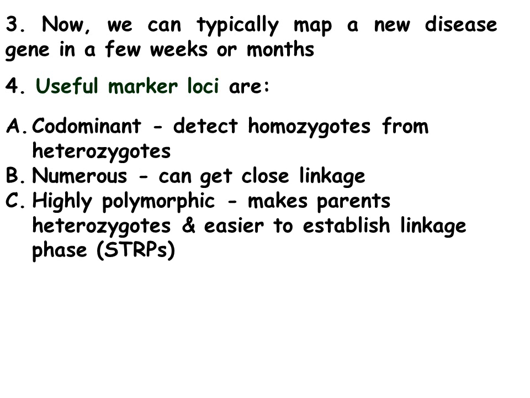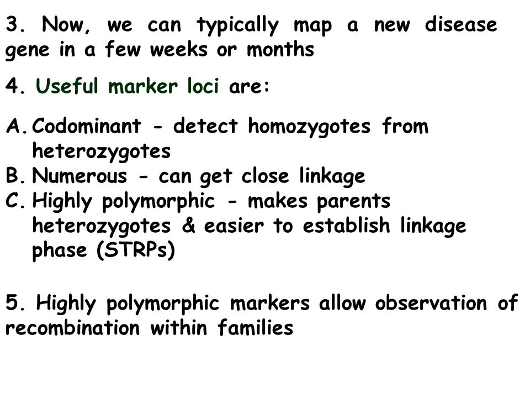Well, they are codominant, so we detect homozygotes from heterozygotes. They're numerous, can get close linkage, okay? They're highly polymorphic, which makes the parents heterozygotes and easier to establish linkage phases. And these, of course, are linked to some of the polymorphisms that we're talking about. And then highly polymorphic markers allow observation of recombination within a family. So this is what we love to find. We don't always do, though.